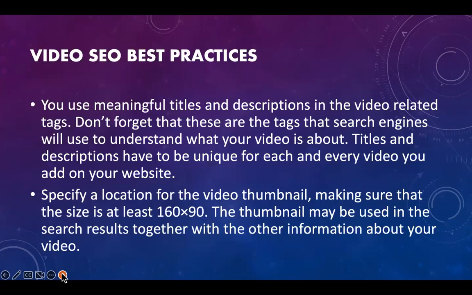So what are some of the best practices for video SEO? Use meaningful titles and descriptions in your video related tags. Don't forget that these are tags that search engines would use to understand what your video is about. Title and description have to be unique for each and every video you add to your website. Specify a location for the video thumbnail, making sure that the size is at least 160 by 90. The thumbnail may be used in the search results together with other information about your video.